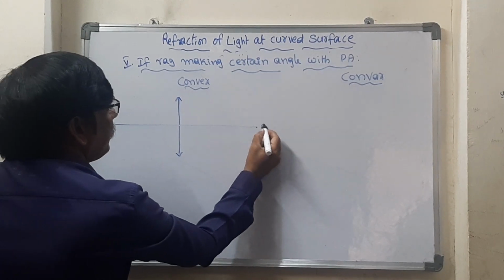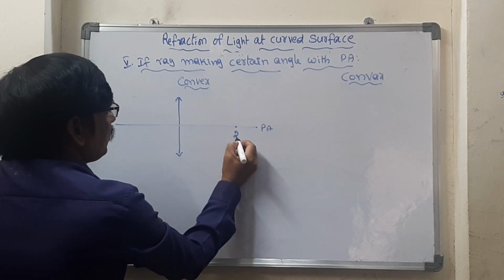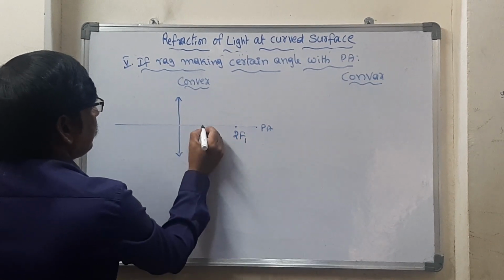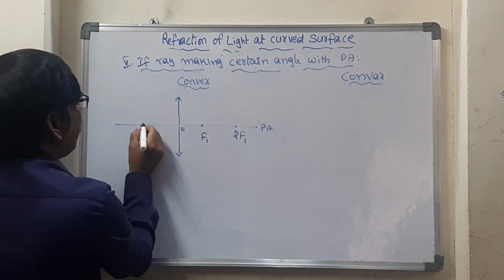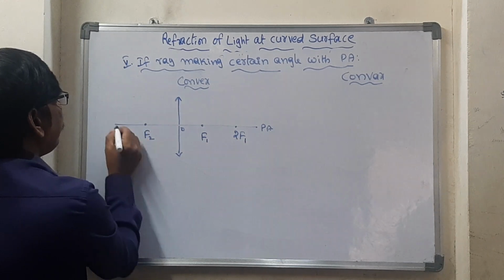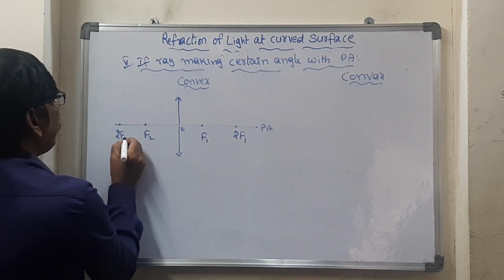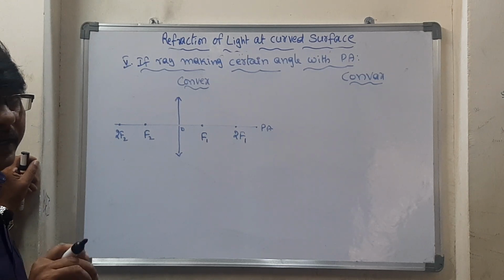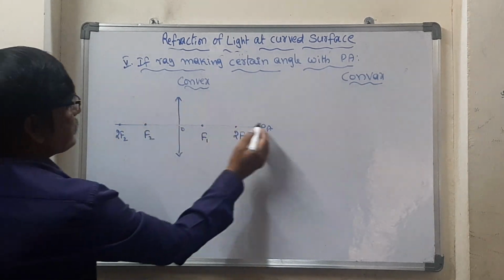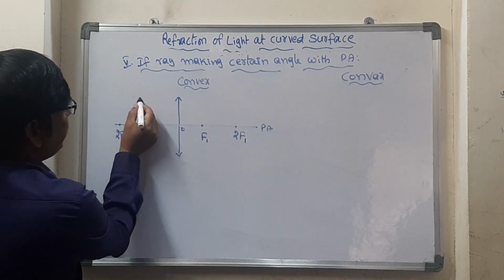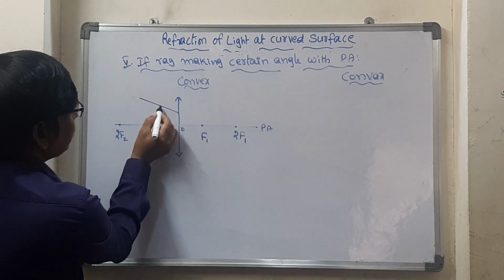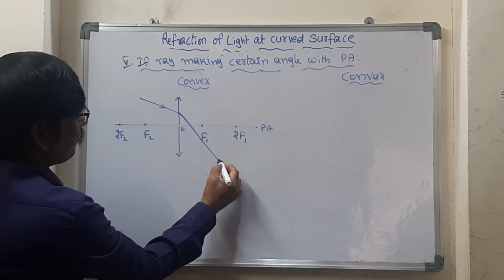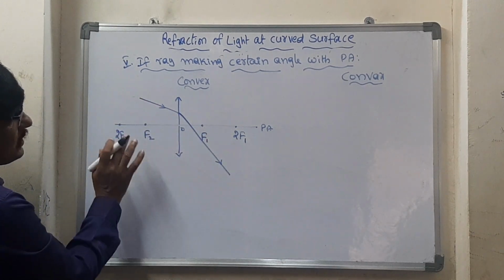Then we will draw the principal axis, 2F2, 2F1, F1, optic center, F2 to F2. Now we have to make a ray making a certain angle with the principal axis. Let us take one ray passing like this. After refraction, the ray moves towards like this.